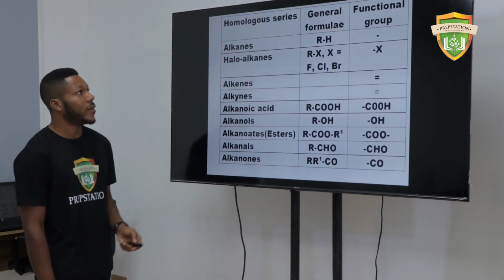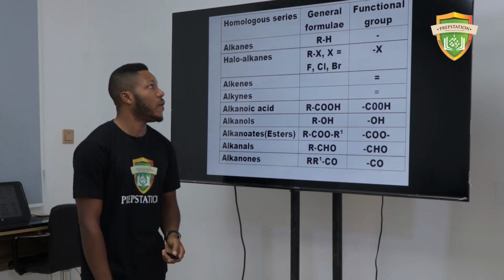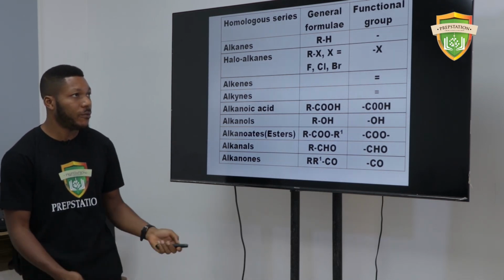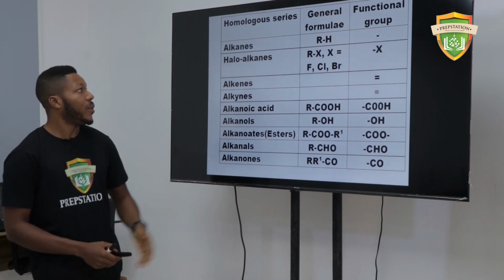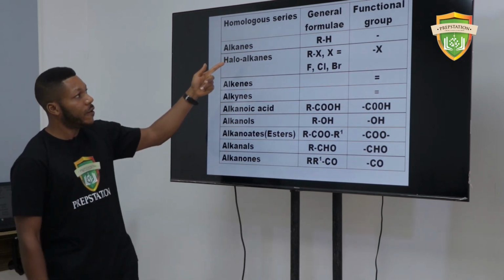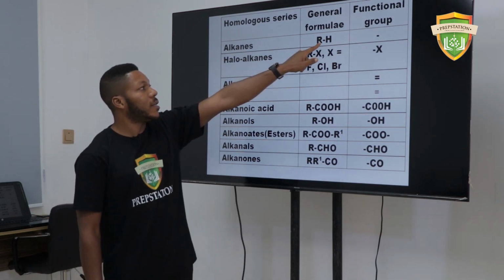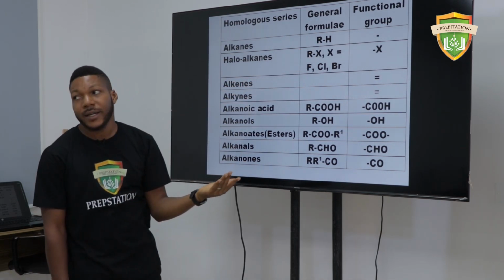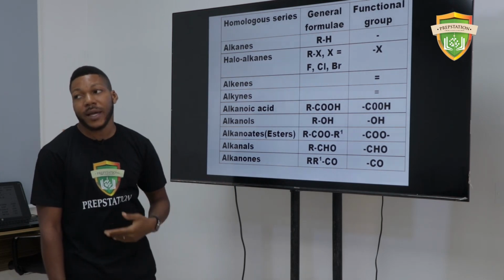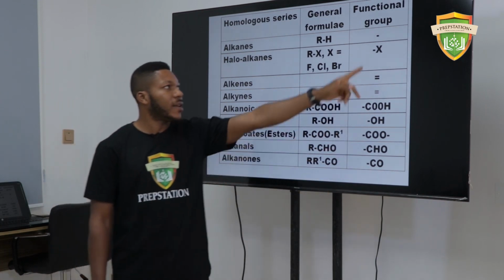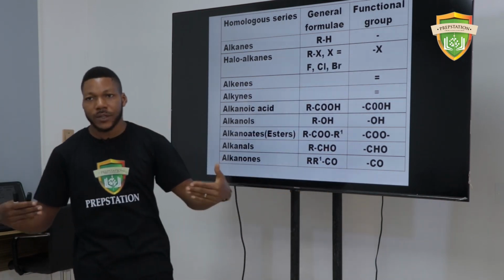Okay, now these are some examples of homologous series and their functional group. We have more, but these are the basic. We have the alkanes, general formula of RH. Now this R shows that it can be any of the alkane. It can be methane, it can be ethane, and so on. Then what is the functional group? Just a single bond in between their carbon atoms.